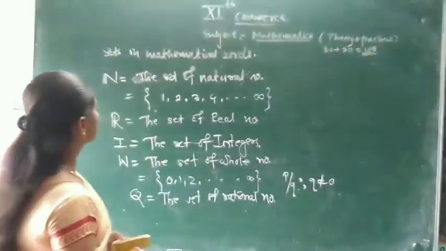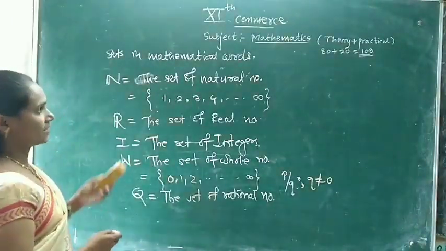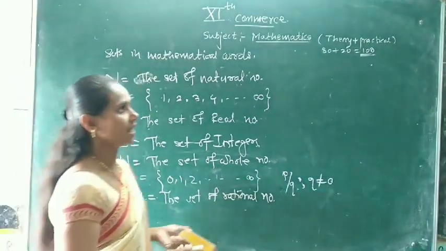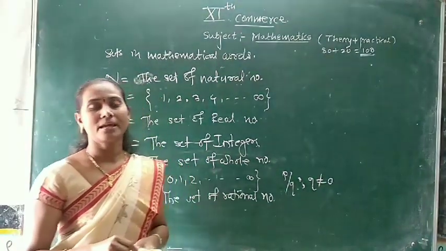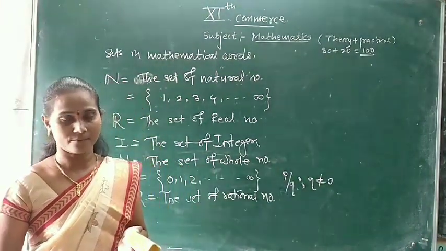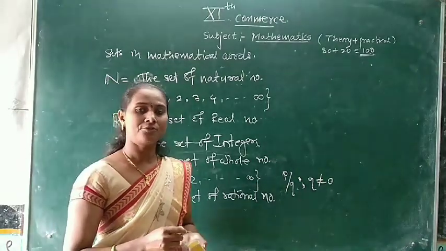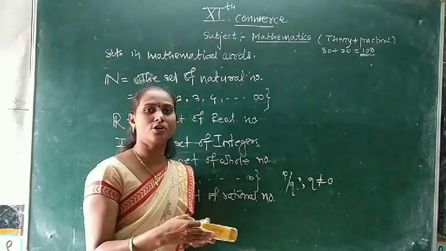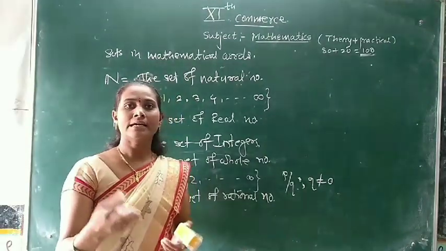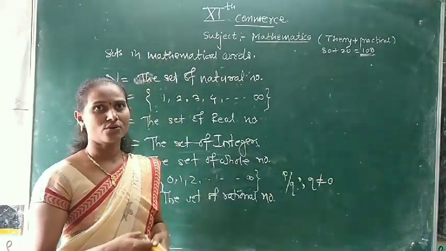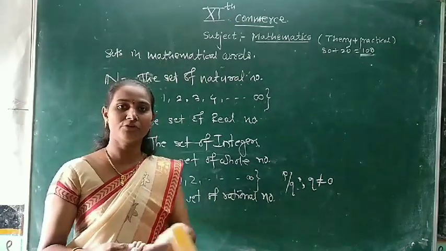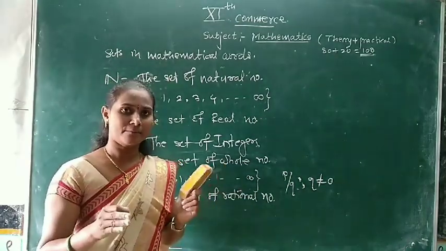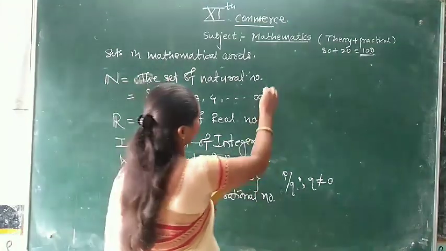Now we can see some examples of a set. First I will take one example. Let B be the set of days in a week. Let C be the set of colors in a rainbow. Let D be the set of students in the 11th commerce class. Also let E be the set of books in your bag. Any examples you can make in your mind.